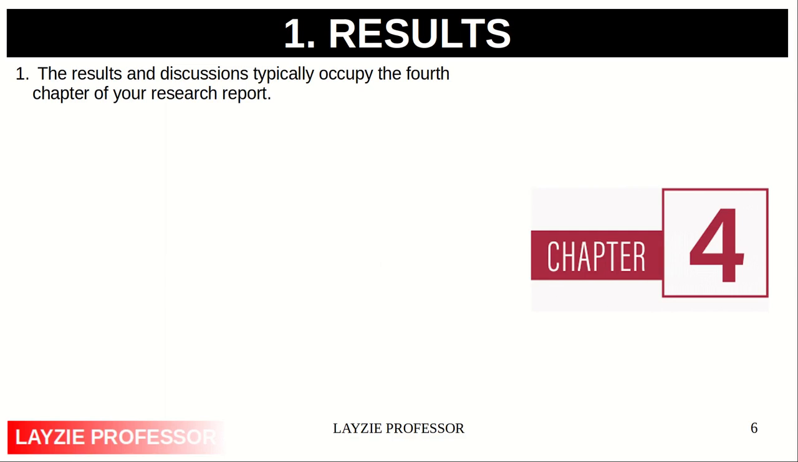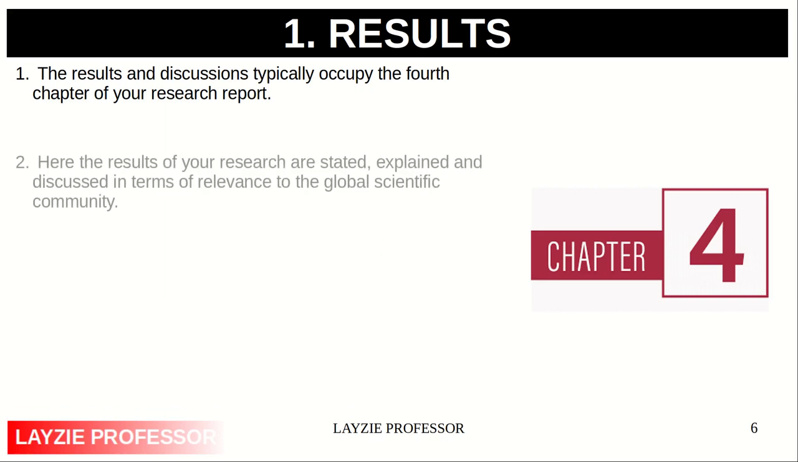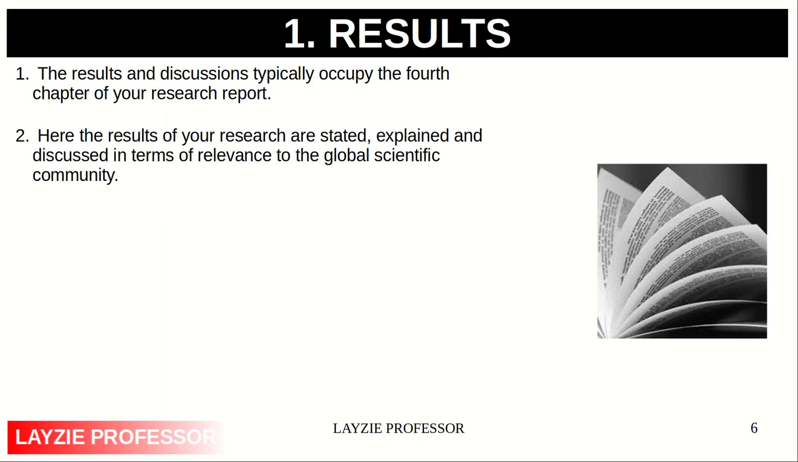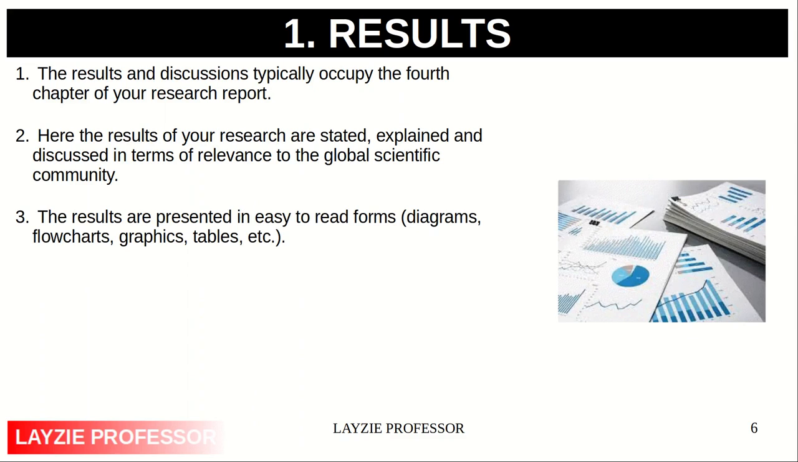The results and discussions for most universities typically occupy the fourth chapter of the research report. So these things are typically written in chapter 4 of the research report, and this is general across most universities around the world. And in this particular chapter, the results of your research are stated, they are explained, and they are discussed in terms of the relevance of the results to the global scientific community. And the results are actually presented in forms that are easy to read or easy to analyze, such as in diagrams, in flow charts, in graphics, in tables, etc.